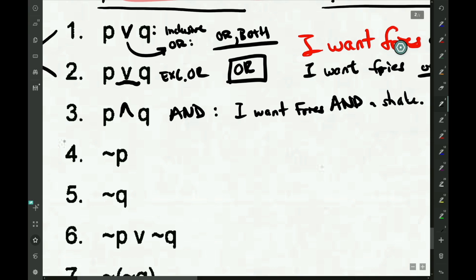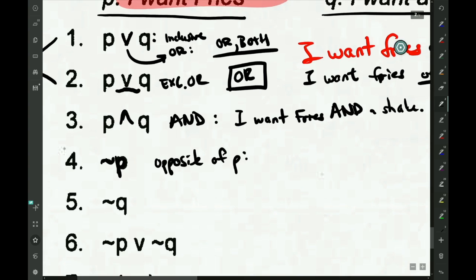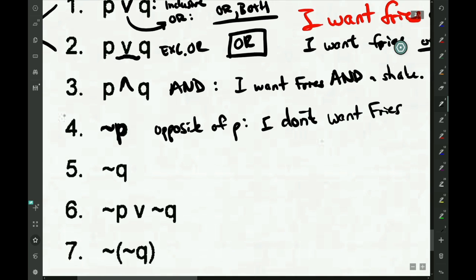And lastly, this is negating the proposition of P. So it's the opposite of P, that statement. Be careful. It is I want fries, so I do not, or I don't want fries. I won't be very picky if you put do not or don't as far as grammar goes.